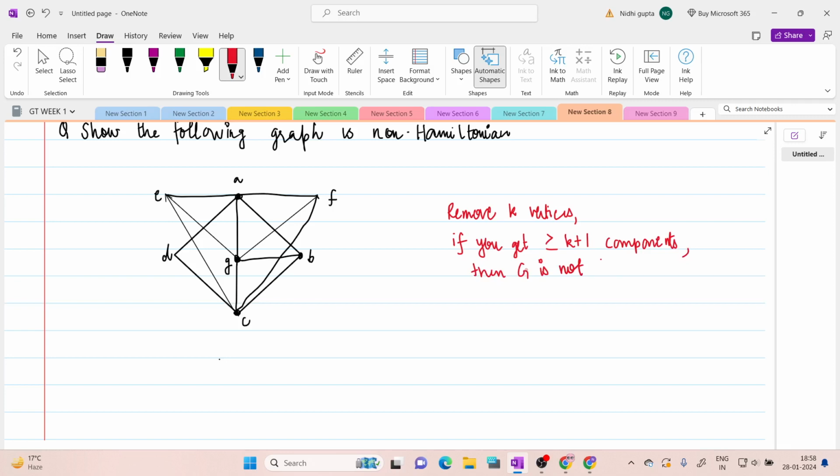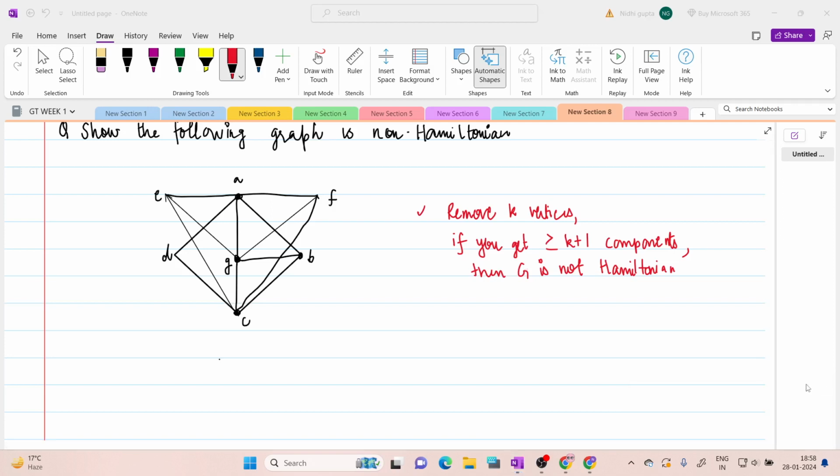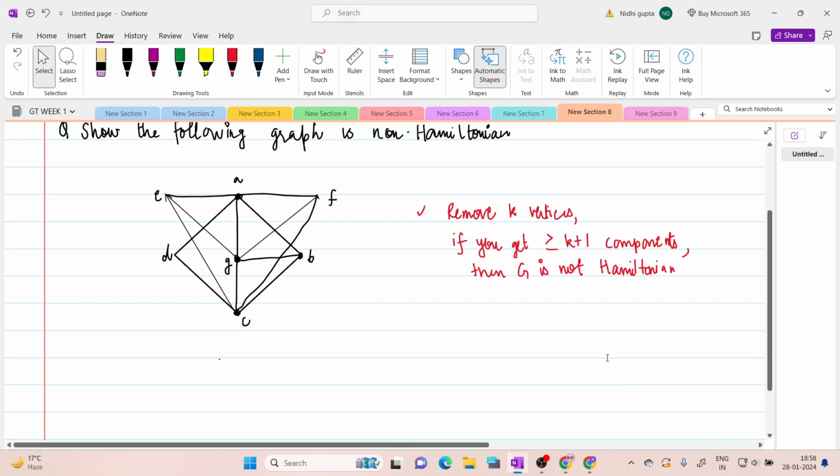So now look at this graph and see if we can use this condition to show that this is non-Hamiltonian. We should remove the C vertex so that we will have two connected components, and it will prove that it is not Hamiltonian.